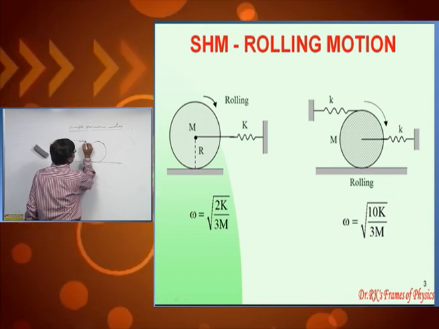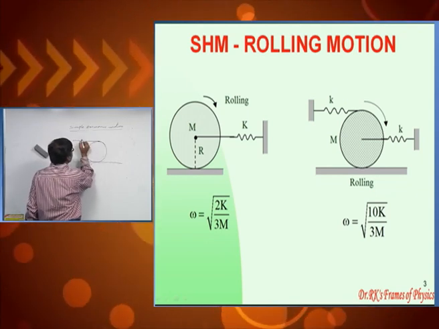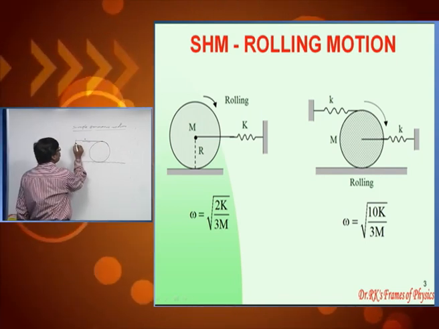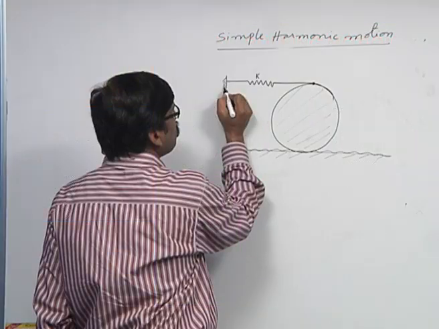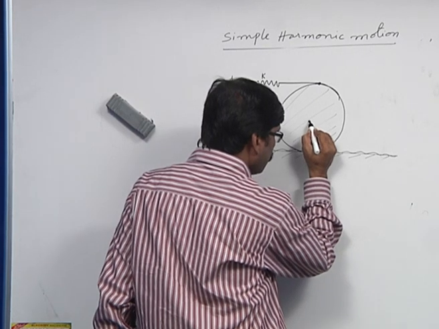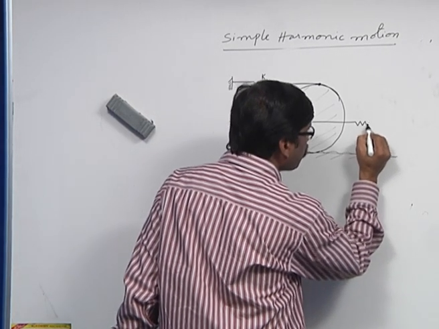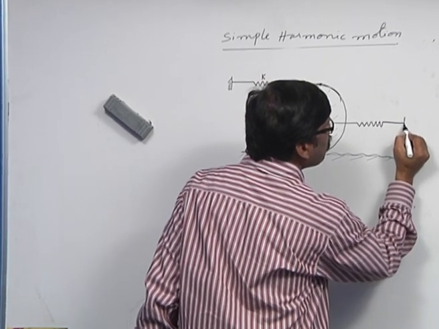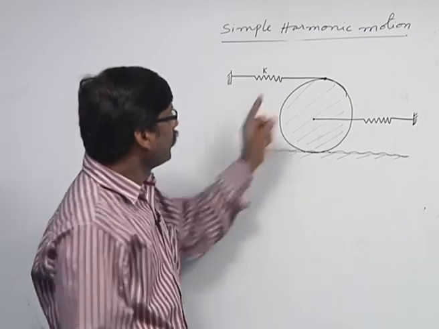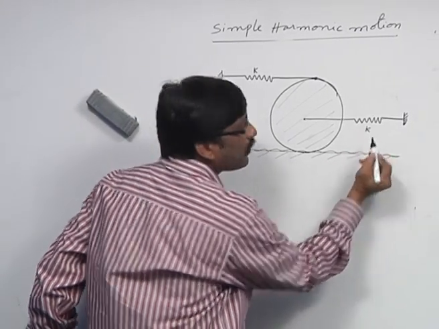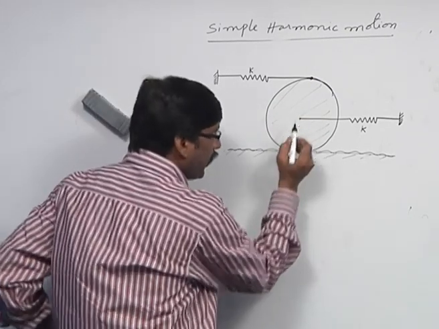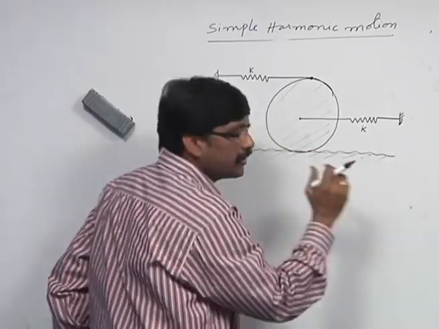One spring of constant K is connected to the top edge of the disc. The other end is fixed. Another spring is connected to the center of the disc, and its other end is fixed. Look at this. There are two springs connected at two different places, and the total system is placed on a rough horizontal surface.